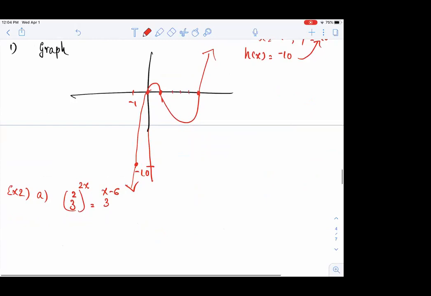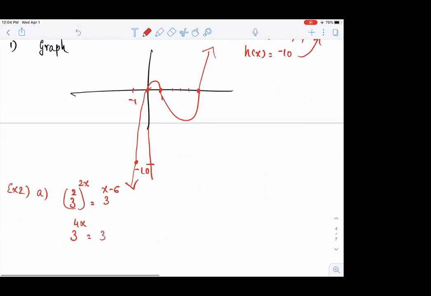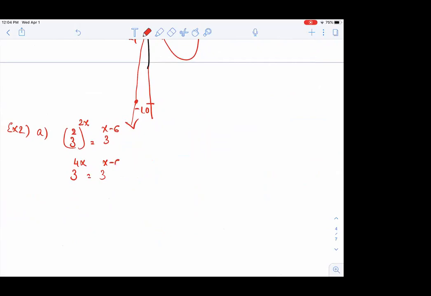Now tell me, how do you combine this 2 and 2x? What do you do? Add, multiply, divide? Multiply them. So that's going to be 3 to the power 4x is equal to 3 to the power x minus 6. Now that we have the same base, how would you solve the equation? You do 4x equals x minus 6. Correct. Now that we have the same base, you can equate the exponents.